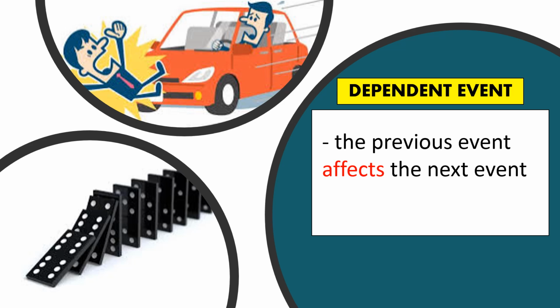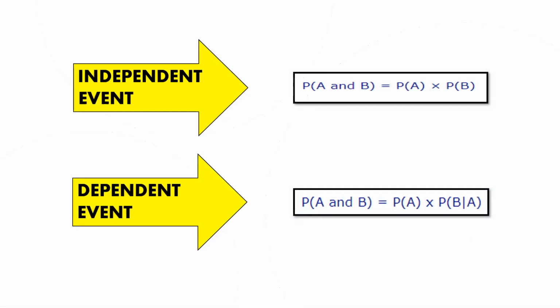Whenever we are dealing with this kind of event and we are to determine the probability, for an independent event we use: the probability of A and B is equal to the probability of A times the probability of B. If the event is a dependent event, the probability of A and B is equal to the probability of A times the probability of B given A. For us to understand this fully, let us have a couple of examples.